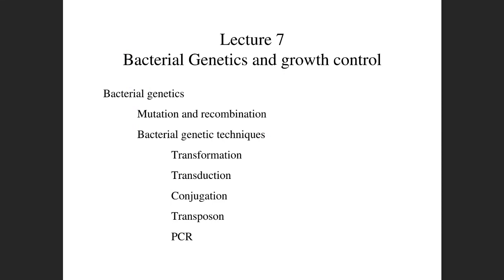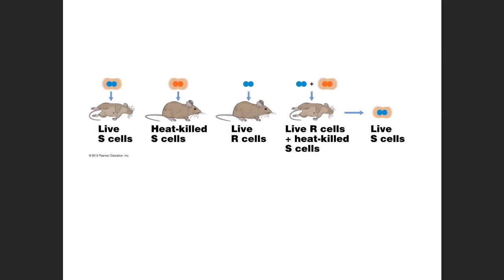In order to look at the real life example, we'll be talking about different genetic techniques: transformation, transduction, conjugation, transposon, and PCR. So for transformation, this is the experiment that you all have learned in genetics and in intro bio, and it shows up everywhere. This is where they prove DNA is the genetic material, right?